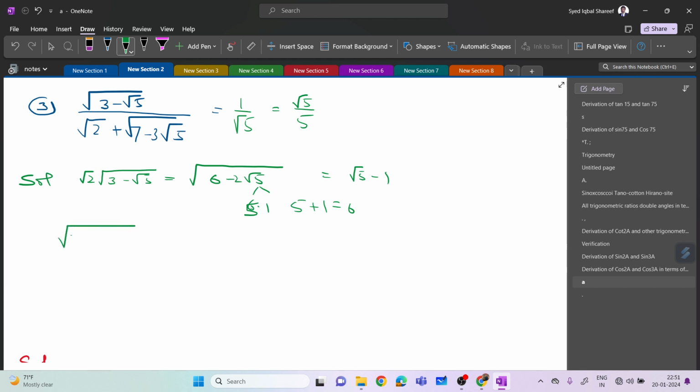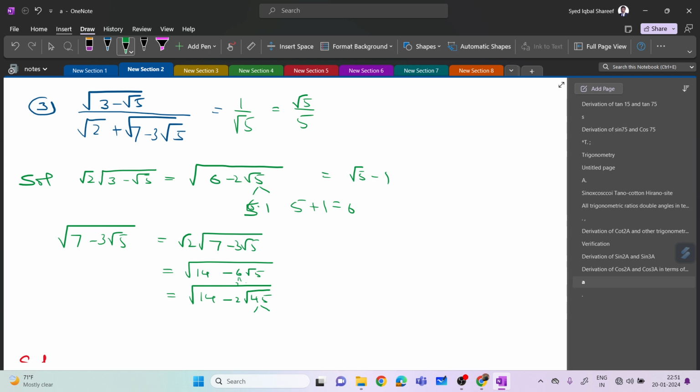Now see the second one, 7 minus 3 root 5. Here also you are multiplying by root 2. 7 into 2 is 14 minus 6 root 5. This is 14. 6 can be written as 2 into 3. So 2 outside, 3 if it is going in, it will become 9. 9 5s are 45.